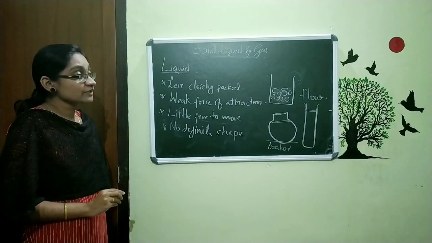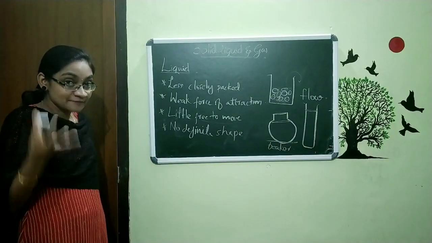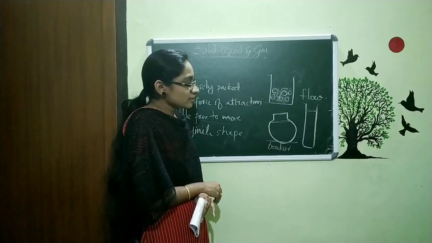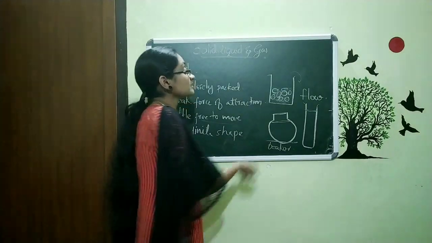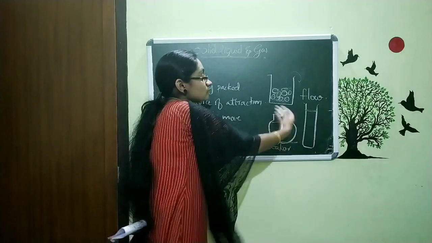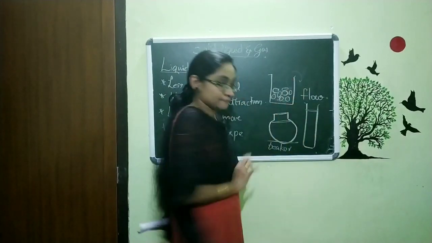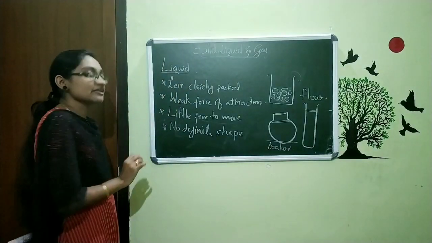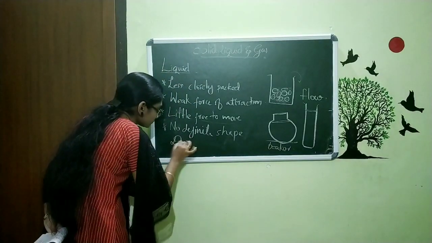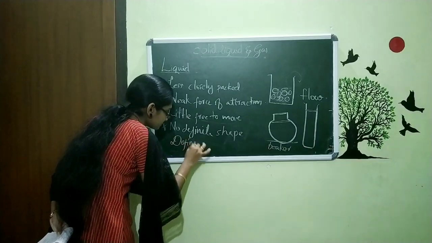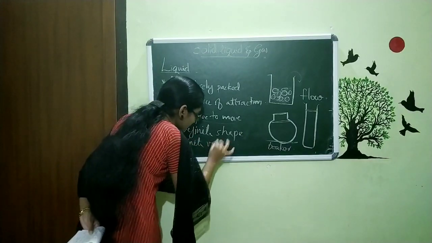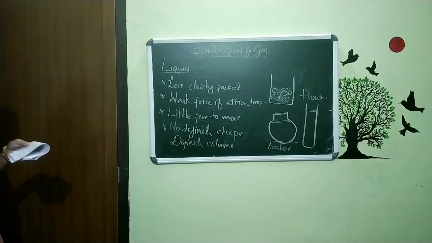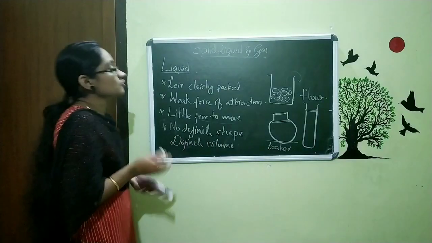And what about the volume? We said that volume is the space required to occupy. So the space is the same for this liquid within this bowl and within this beaker. So we can say that it has a definite volume. So these are the points for liquids.